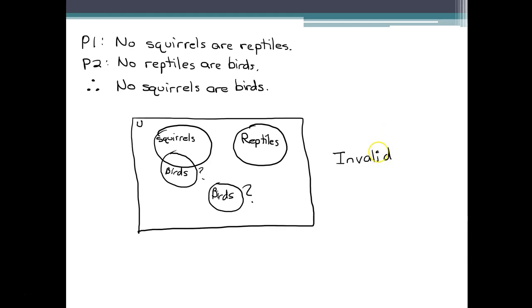We're going to need more information. Because we could be on an alien planet right now, and without that information, we don't know. Maybe on an alien planet, there are squirrels that are birds with feathers and fly. You know. So, yeah, we need more. So that's invalid. As long as you need more, and as long as you could draw your diagram to disprove that conclusion, it's an invalid argument.